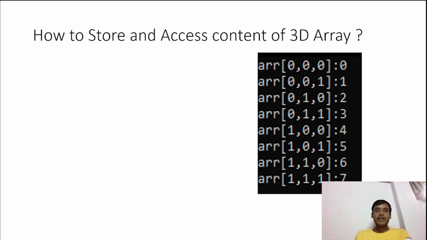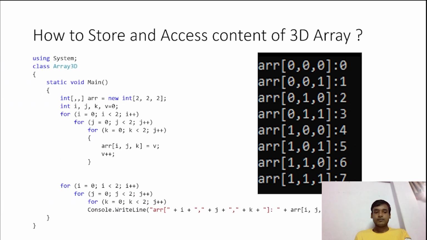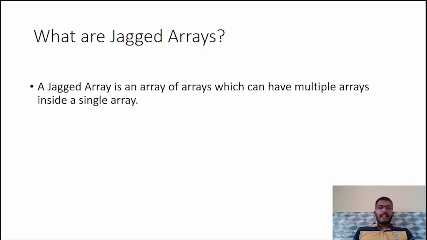How to store and access content of a 3D array? For initializing the array, we use nested for loops. The outermost for loop is used for the dimension, the inner for loop is used for row size selection, and the innermost for loop is used for column size. Here we store the element in the array. For the output, we use nested for loops as we did when initializing the elements in the array. Here is the output.